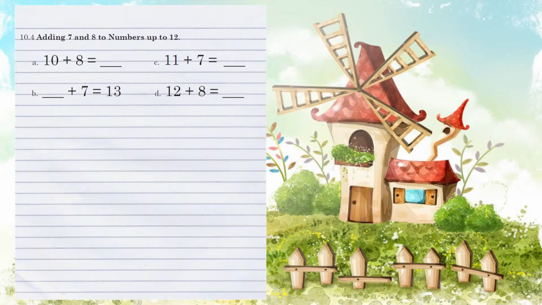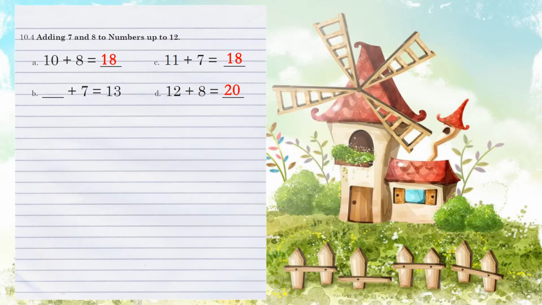Unit 10.4, adding 7 and 8 to numbers up to 12. Example A, 10 plus 8. Once again, we're going to add the 1's position together. 0 plus 8 is 8. When we add that with the 10's position, 1 plus 0 is 1 for an answer of 18.